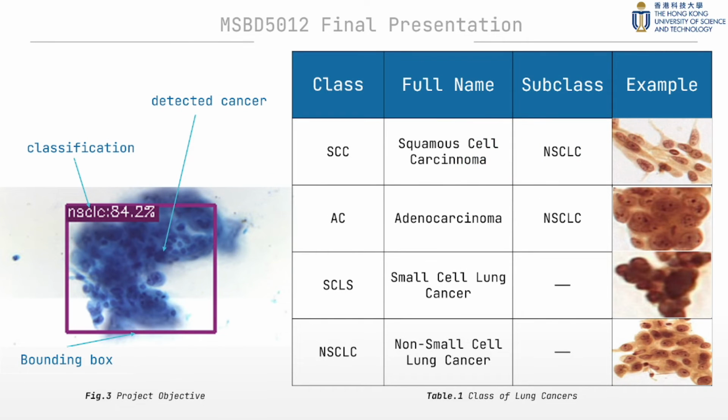In our dataset, there are two types of lung cancer cells. One is small cell lung cancer, and the other is non-small cell lung cancer. In small cell lung cancer, there are two subclasses as shown in this screen. Basically, in our project, we use the bounding box to classify the cells and compare the performance of YOLO-V3 model and YOLO-X model.